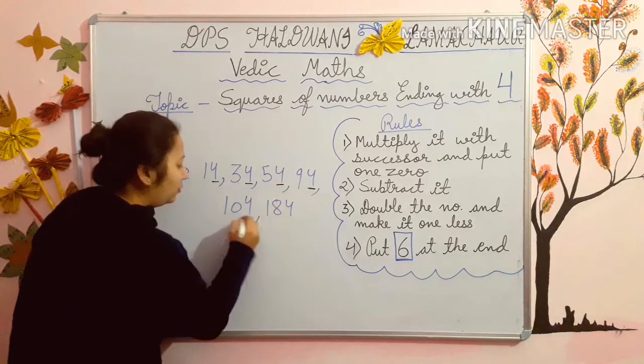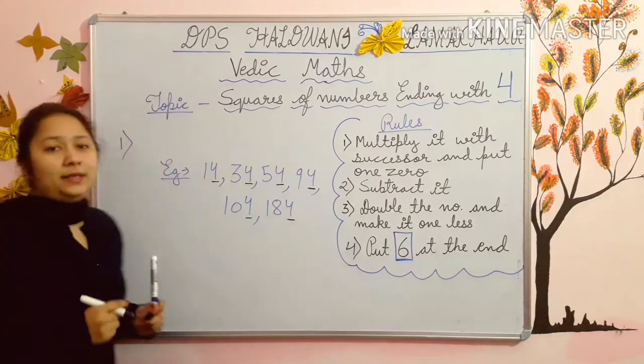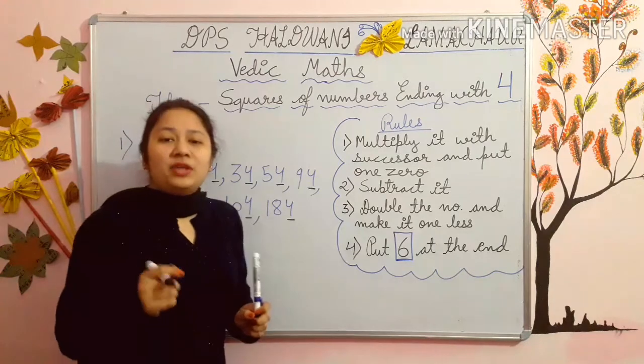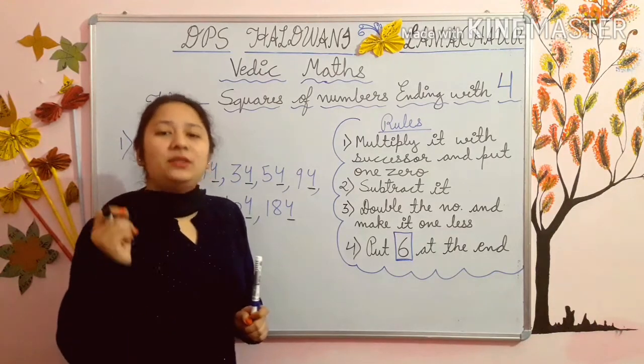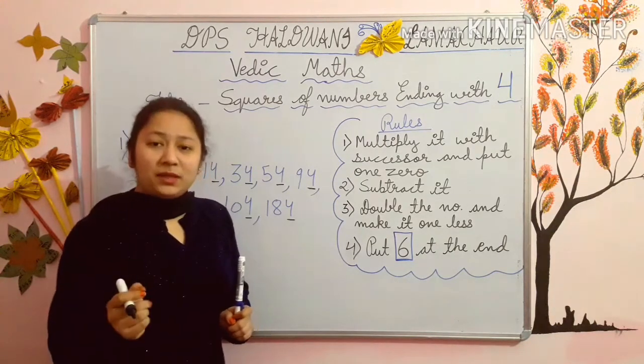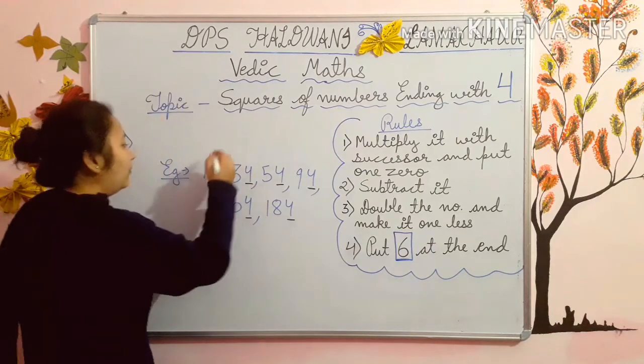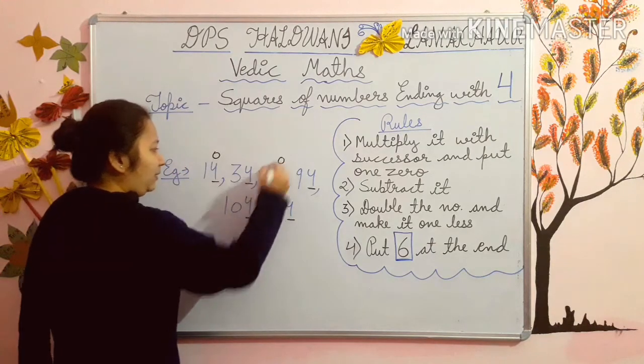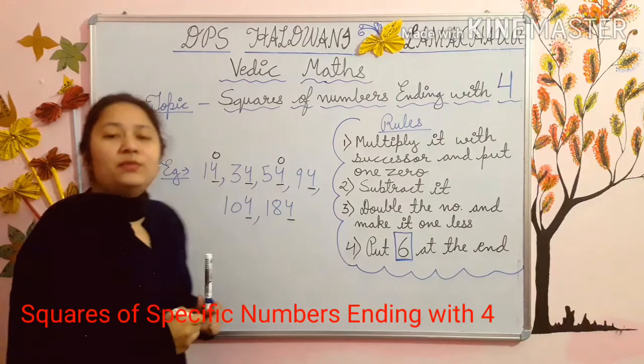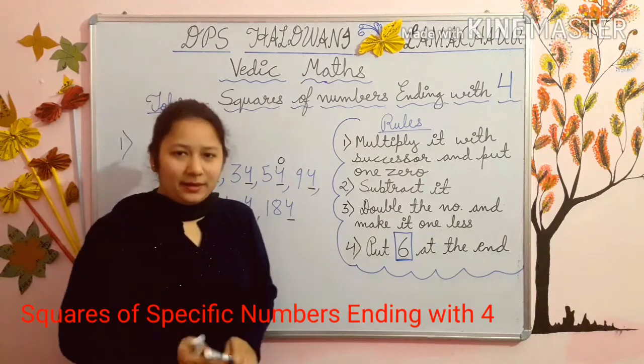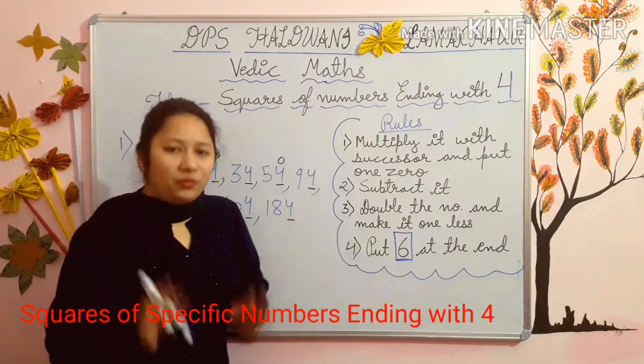Numbers which are ending with 4, means the numbers which are having 4 at their units place. Units place, or you can say ones place. So we will do the squares of the numbers which are ending with 4 today.